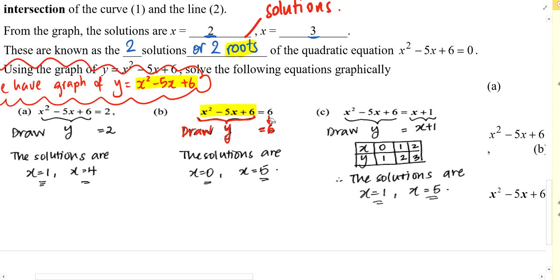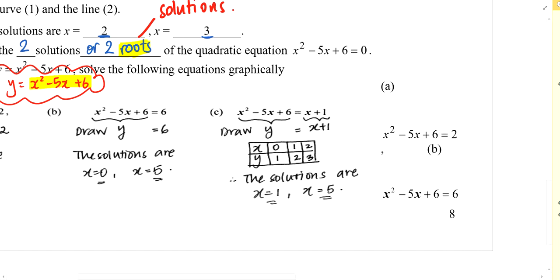Next question, still similar, and we still see that we have the same x squared minus 5x plus 6. But this time, on the right hand side, is x plus 1. Don't worry, do use the same steps. So on the left hand side, this is equal to y. On the right hand side, we just need to copy everything down.